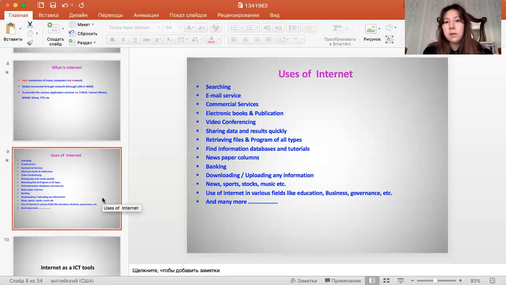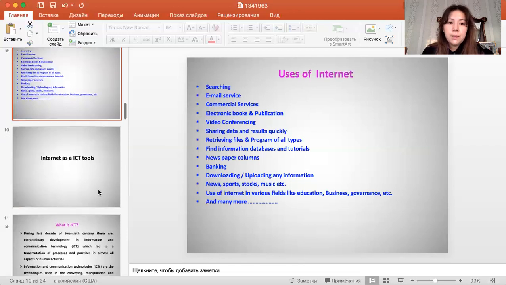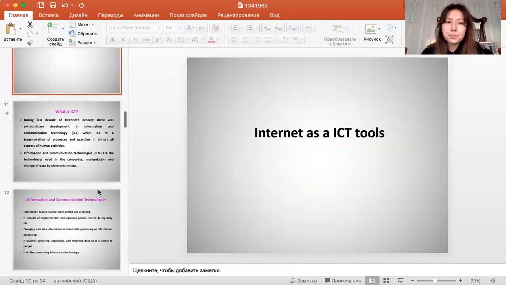Uses of the Internet are searching, email services, commercial services, electronic books and publications, video conferencing, sharing data and results quickly, retrieving files and programs of all types, file information databases and tutorials, newspaper columns, banking, downloading, uploading any information, news, sports, stocks, music, and so on. The Internet is used in various fields like education, business, governance, and many more. The Internet is an ICT tool.